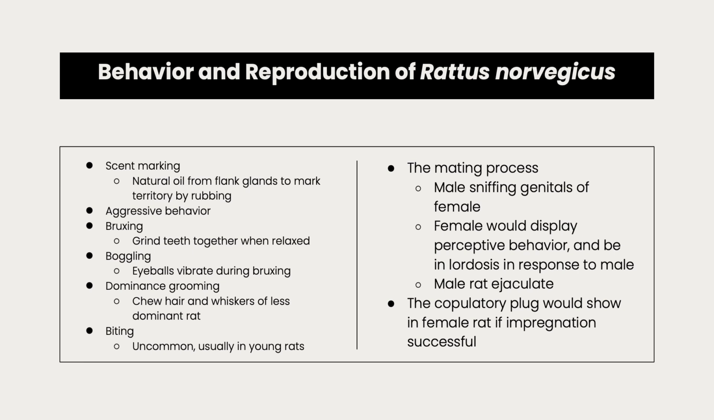Now we're going back to see the behavior and reproduction of the rat. The rat will grind teeth together when relaxed, that's called bruxing, and during bruxing, its eyeballs will vibrate, which is known as boggling. The mating process starts with the male sniffing the genitals of the female, and the female will display receptive behavior such as dancing and being in lordosis position in response to the male. The copulatory plugs are shown in female rats if impregnation is successful.